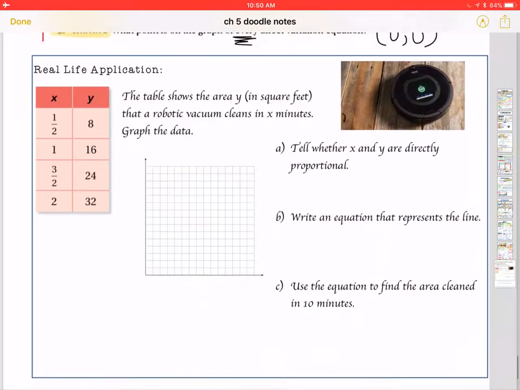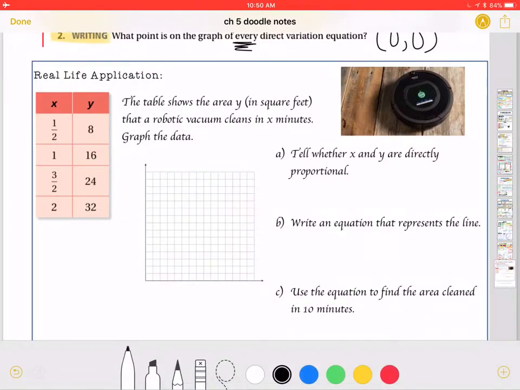Let's get into a real life application. We have one of these robotic vacuums. Maybe you have the Roomba, those iRobots, something that might vacuum the floor for you when you all are asleep or not home. So it says the table shows the area Y in square feet that a robotic vacuum cleans in X minutes. I want to graph this data. So in half of a minute, it vacuums 8 square feet. In 1 minute, it vacuums 16 square feet. And we can go so on.